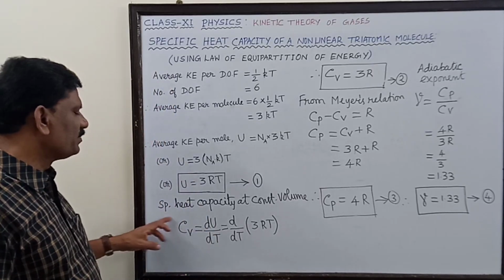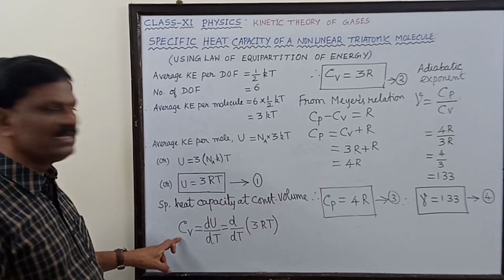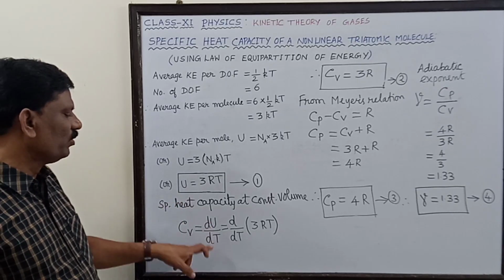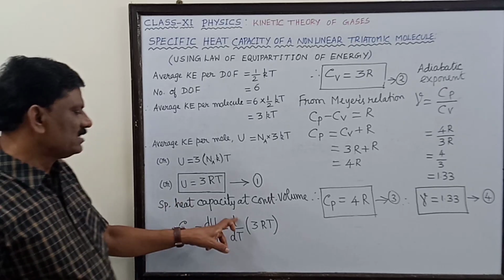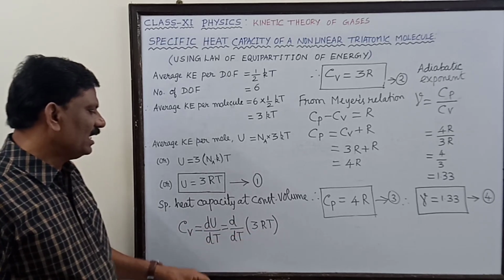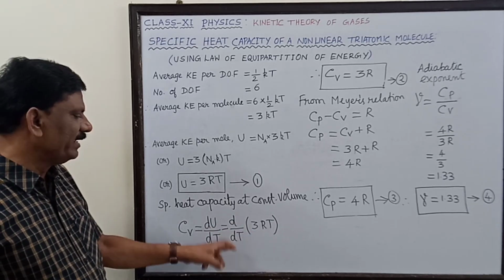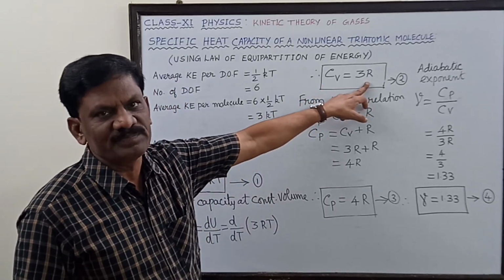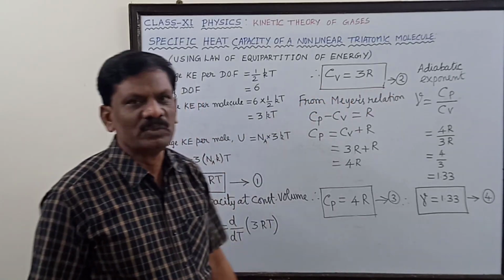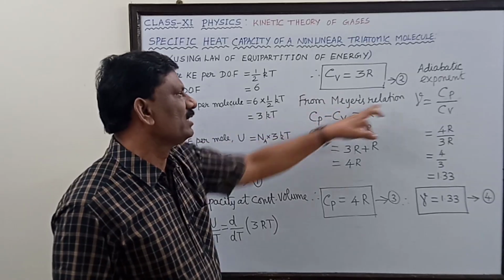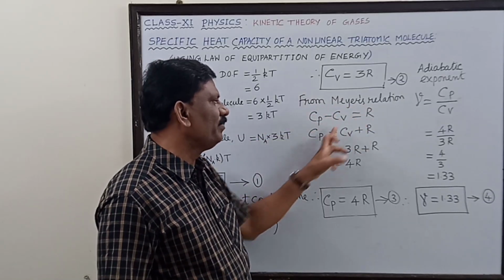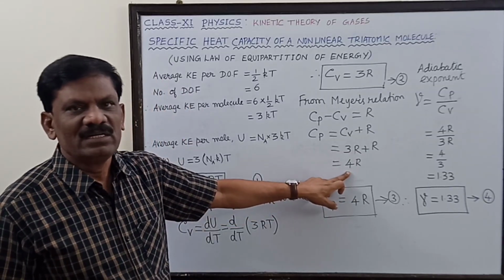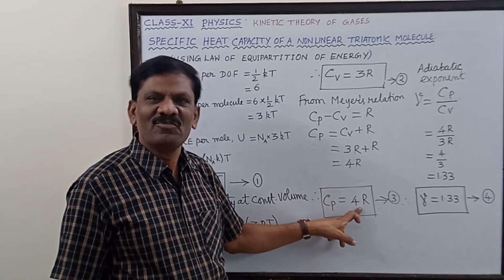Then as usual the specific heat capacity at constant volume Cv is the first derivative of epsilon, that is du by dt. So this is d by dt of 3 RT, and 3R is a constant, d by dt of T is equal to 1. Therefore Cv is equal to 3R. This is our equation 2. Then from Mayer's relation, Cp minus Cv equals R, Cp equals Cv plus R, 3R plus R is equal to 4R. Therefore Cp equals 4R.